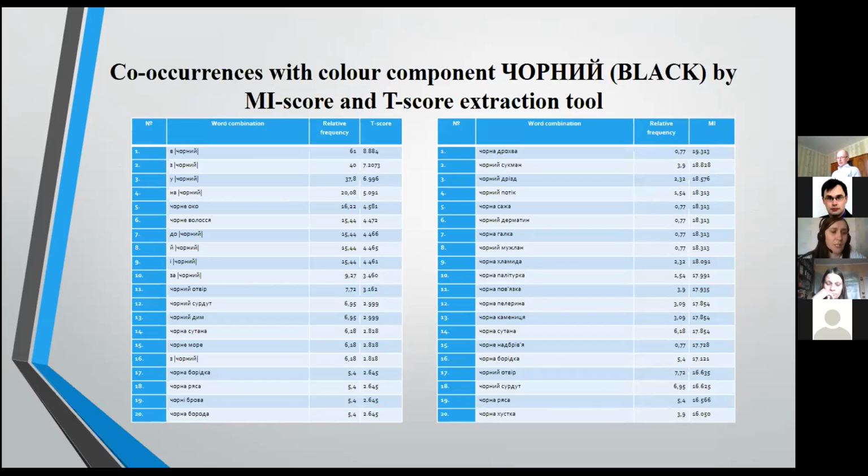In our research, the statistical association measures MI score and T score are taken into consideration, and I applied them to word combinations with the node Чорний. The obtained data are presented in the tables. As can be observed, the statistical measure T score extracts more frequent collocations, and meanwhile MI score allows us to reveal low frequency co-occurrences.